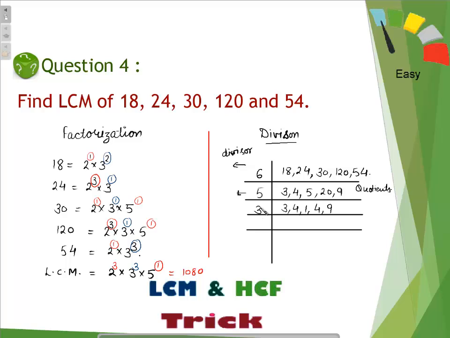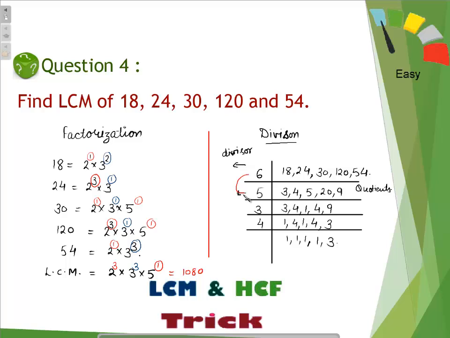Now we will write 3 here since 3 is dividing 3 and 9. Since 4 is not divisible by 3, that's why I'm writing 4 as it is. Then I can take 4. Now we will stop here since we are unable to find a number which is dividing at least 2 of the remaining numbers. Now what will be the least common multiple?